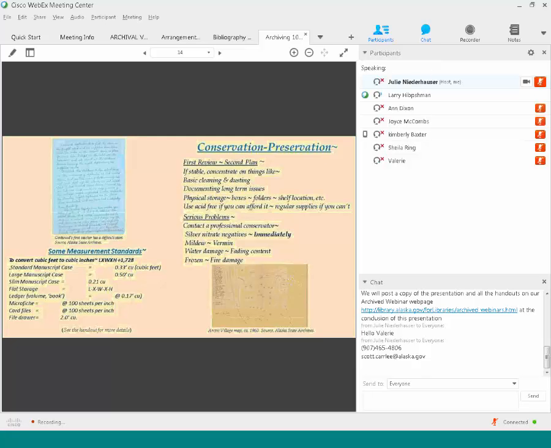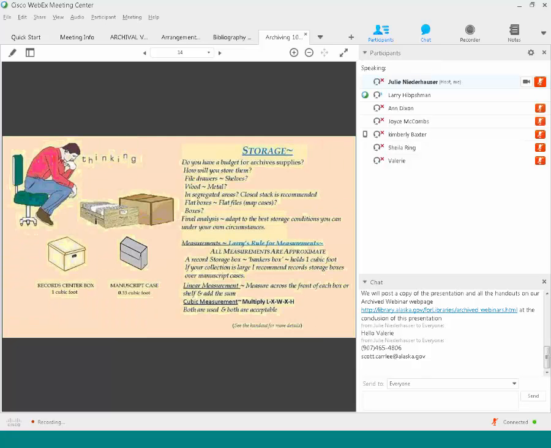Okay, storage. Here's a good question. Do you have a budget for archival supplies? Because they're relatively expensive and they have to be shipped.